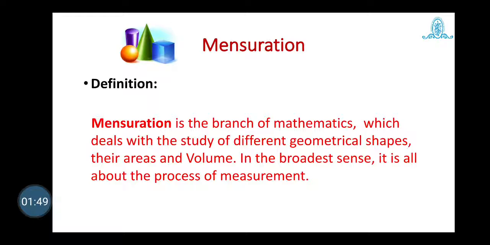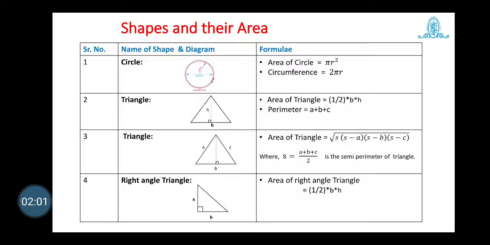Here we measure length, breadth, and after measuring this length and breadth, we have to calculate or find their areas as well as perimeter. So in this lecture, we are going to discuss areas of circle, triangle, right angle triangle, etc.